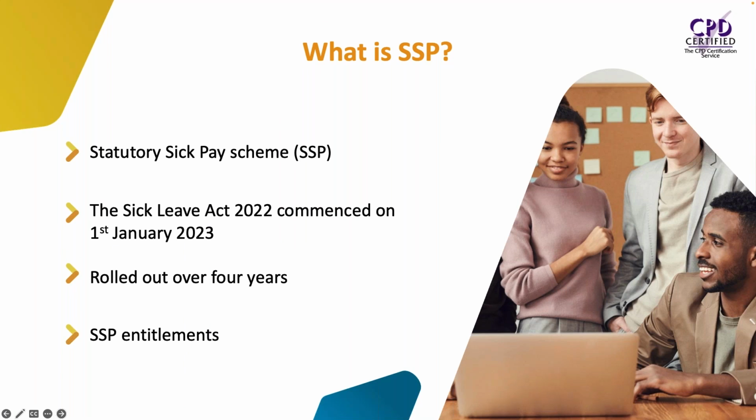Before we get into the specifics of SSP, let's firstly discuss what exactly is SSP. What does it mean? SSP stands for Statutory Sick Pay, which is a legal right for employees to be paid by the employer when they're absent from work due to illness. In the past, employees previously had no legal right to sick pay. However, the introduction of the Sick Leave Act 2022 has made this become law, and it was signed in July 2022. The Sick Leave Act 2022 commenced on the 1st of January 2023, and it will be rolled out over the next 4 years.